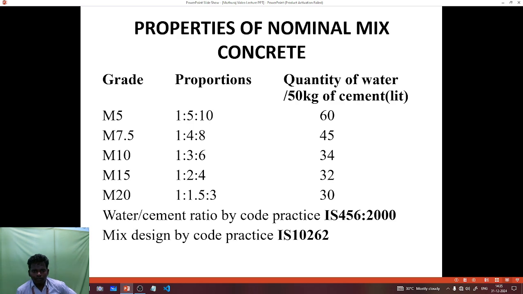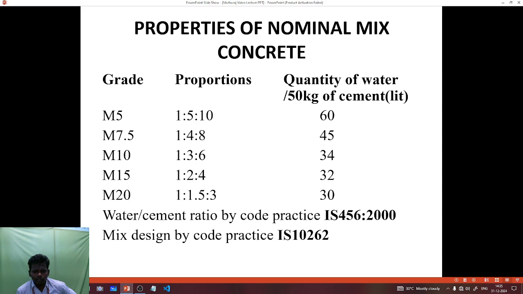For M5, the proportion is 1:5:10, and the water required per bag is 60 liters. For M7.5, the proportion is 1:4:8, and 45 liters of water required per bag. For M10, the proportion is 1:3:6, and 34 liters of water per bag. For M15, 1:2:4 and 32 liters of water per bag of cement, and for M20, 1:1.5:3 and 30 liters of water per bag of cement.